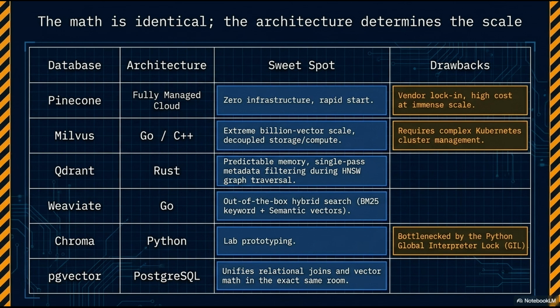Exactly. But what about Chroma? Because I see Chroma in almost every beginner AI tutorial on YouTube. And that one's written in Python, right? Yeah, Chroma is brilliant for the lab. You can spin it up in 3 lines of code inside a Jupyter notebook. It is the undisputed king of rapid prototyping. But when you move to an enterprise production environment, Python's architecture becomes a bottleneck.